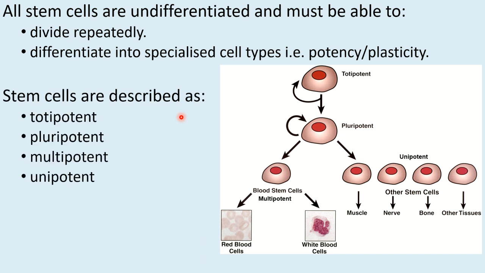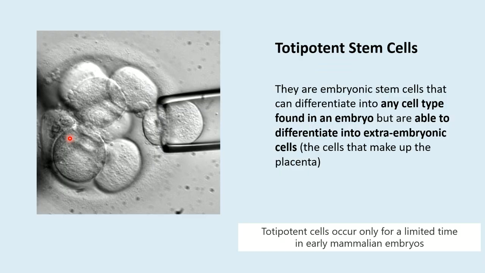We need to know these four types of stem cell, and a really key focus is going to be on the pluripotent. The totipotent stem cells, these are embryonic stem cells, and basically you get them from the embryo, and they can differentiate into any type of cell. But also a unique thing about them is they can differentiate into extra-embryonic cells. What does that mean? That literally means the placenta. They can also make the placenta.